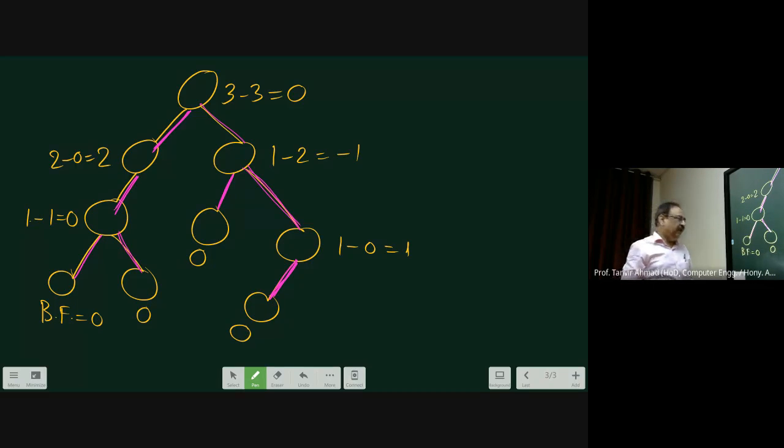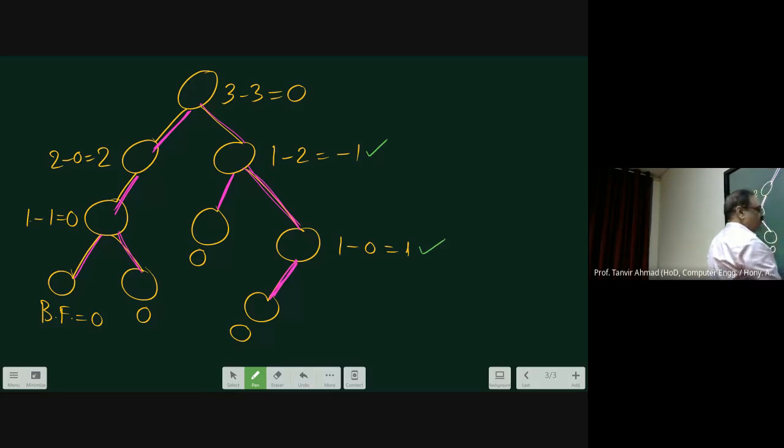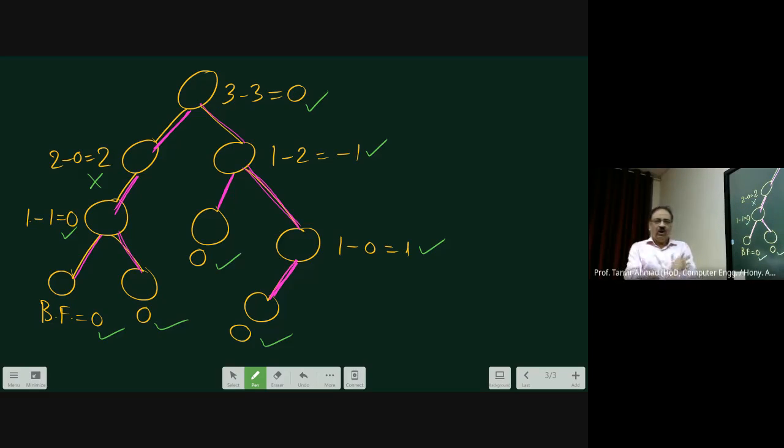Now, if you take this, what you find is that this is okay, this is fine, this is fine, this is fine. But this is not correct because it has a balance factor equal to 2. It means that this is not an AVL tree. It is not an AVL tree, but it is a binary search tree.